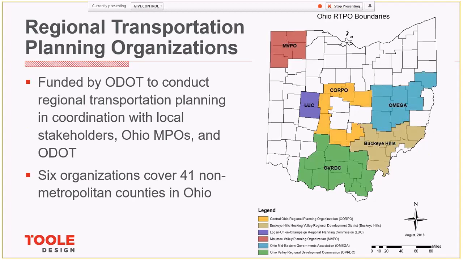I have a long website to tell you. So rather than doing that, I would say just Google Ohio RTPO, and the ODOT website will come up in the search box. And if you click on that, there will be a link to each RTPO's website on that page. And they can help you through different funding applications, different grant applications, and they will be happy to help the communities in your region.